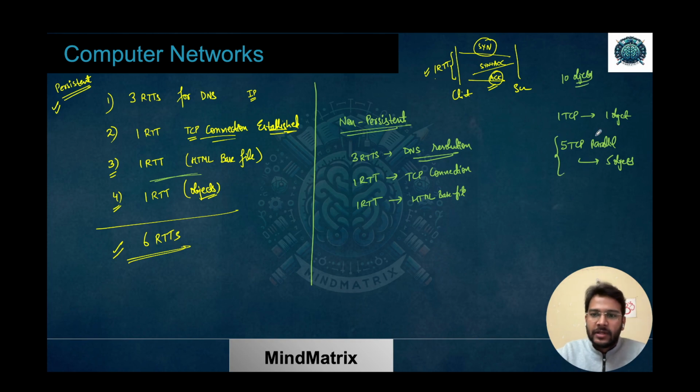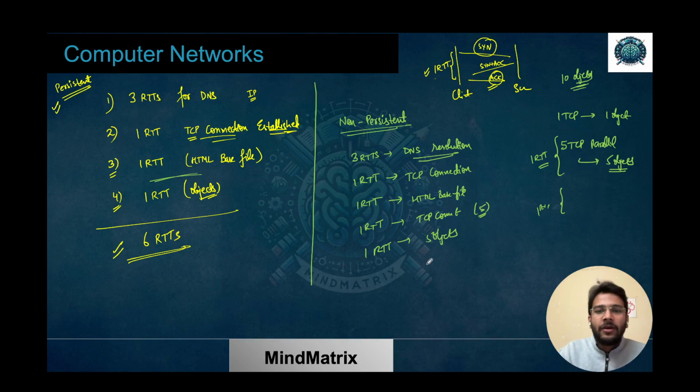In case of 5, these 5 objects can be transferred parallelly. That means only one RTT will be required for that. And we have a total of 10 objects, so again one RTT will be required for transferring another 5 objects. Clear? So we need to maintain TCP connections. Basically 5 TCP connections will be established parallelly. So we need one RTT, and then 5 objects will be transferred parallelly. So we need one RTT for that.